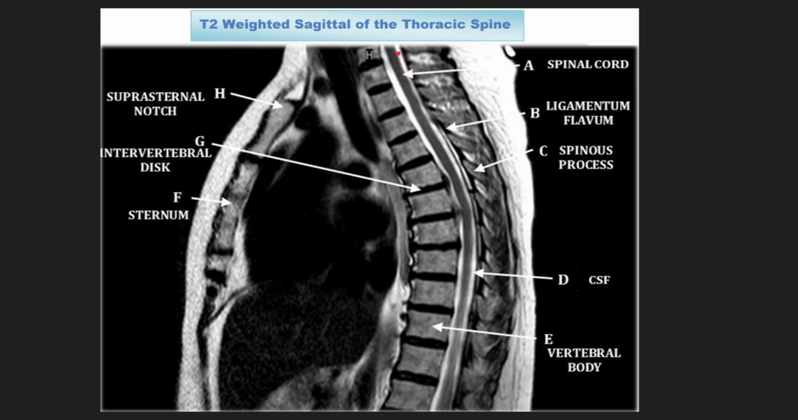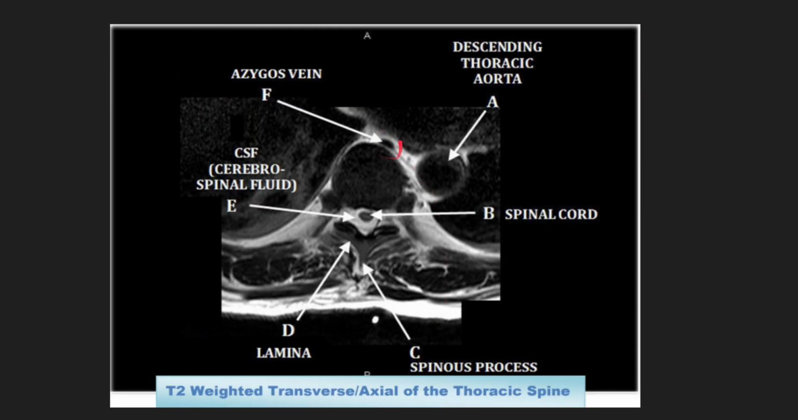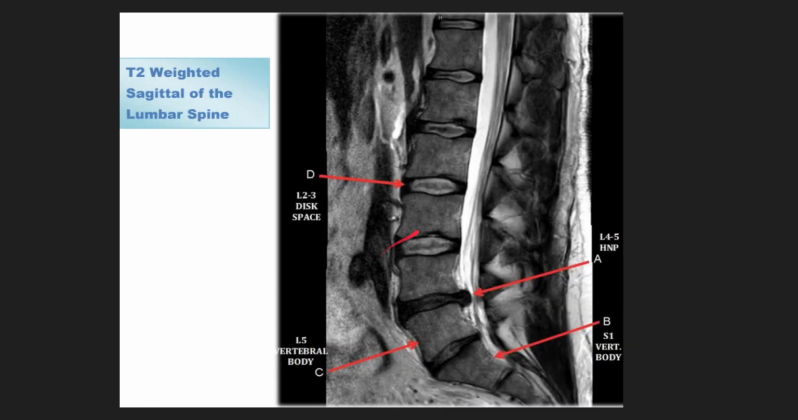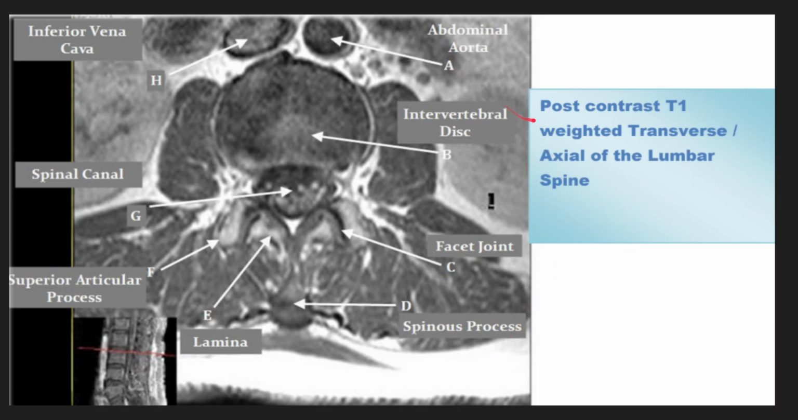Here we have the spinal cord, the ligamentum flavum back here. Spinous process, suprasternal notch. Intervertebral discs with sternum. CSF. You have a vertebral body. Azygous vein right there, descending thoracic aorta. Spinal cord with CSF. Here's lamina and spinous process. Disc space here, the HNP. Vertebral body is S1. Here you have the abdominal aorta and inferior vena cava.